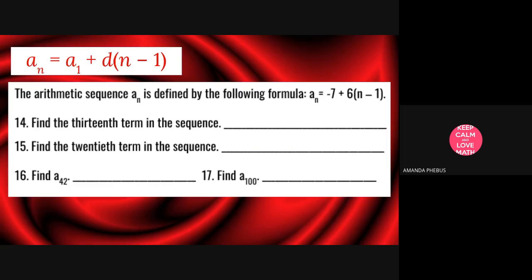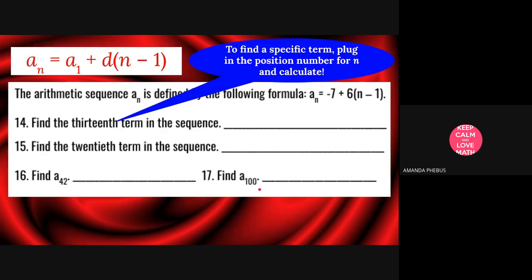All right, now let's look at how to use this sequence. What we have for these problems is an explicit rule already written for us, and they want us to find specific values. So the 13th term, the 20th term, and down here, we have it written with the other notation. This is the 42nd term and the 100th term. And the key to this is, if they give you a specific number, you're just going to plug that number in for n, and you're going to simplify.